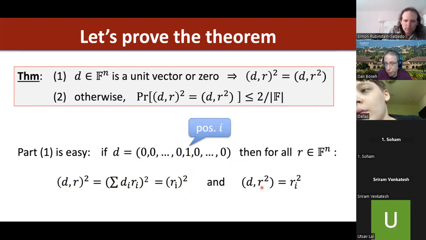On the other side, we get the same thing. D inner product R squared is simply, again, the entire sum disappears. The only term in the sum that survives is the term Ri squared. So indeed, they are equal to one another. So part one is kind of immediate. Part one is quite simple.